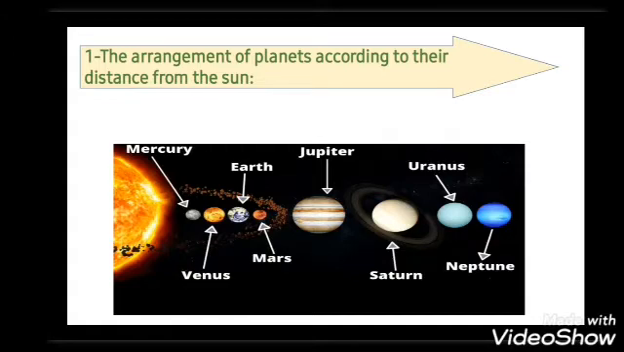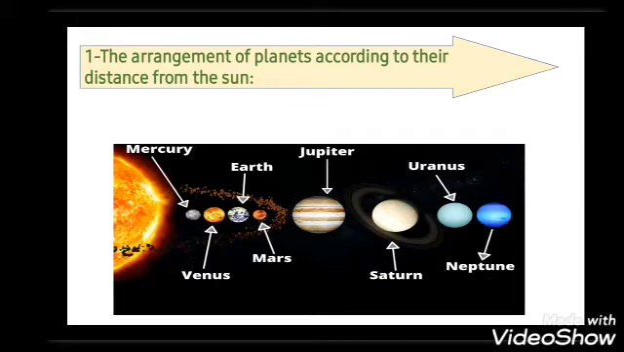Repeat after me the arrangement of planets according to their distance from the sun. Mercury, Venus, Earth, Mars, Jupiter, Saturn, Uranus, Neptune. Mercury, Venus, Earth, Mars, Jupiter, Saturn, Uranus, Neptune.